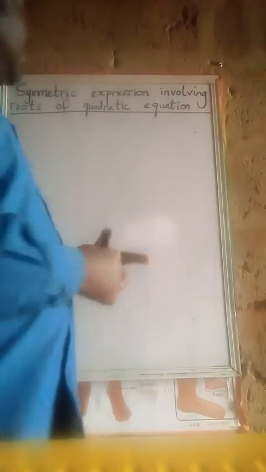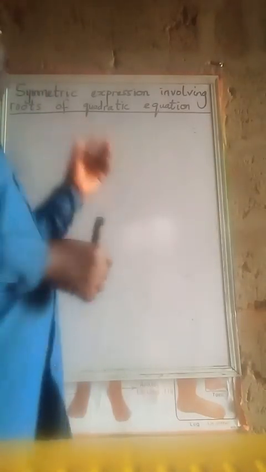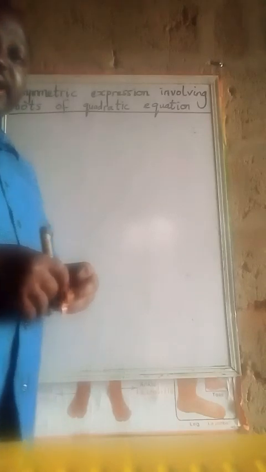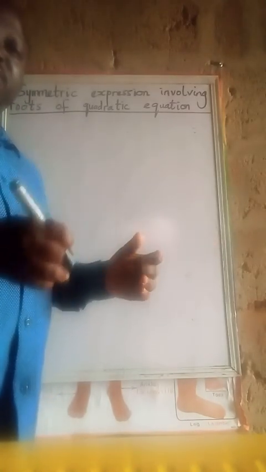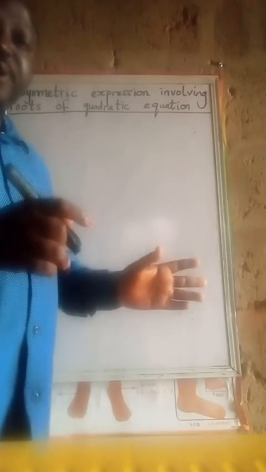Now, having derived these expressions, we now want to discuss some symmetric expressions involving the roots of a quadratic equation. What do I mean by a symmetric expression? That is, if the variables that are involved are interchanged, then the expression remains unchanged. For instance, alpha plus beta is a symmetric expression because if I interchange it as beta plus alpha, we are still going to get the same value.